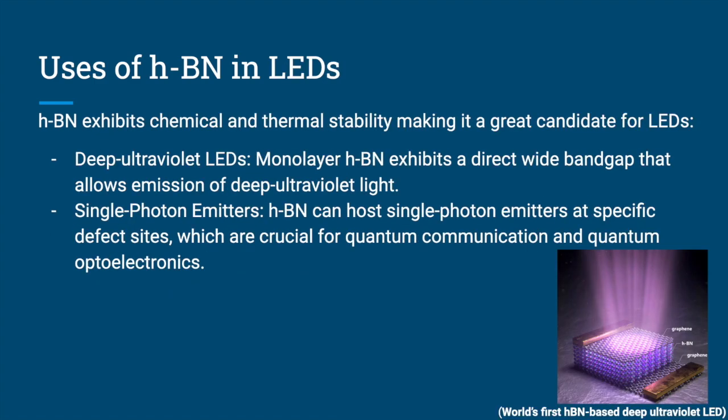And so uses of HBN in LEDs, they exhibit chemical and thermal stability, making it a great candidate for LEDs. For deep ultraviolet LEDs, monolayer HBN exhibits a direct wide band gap that allows emission of deep ultraviolet light. Single photon emitters: HBN can host single photon emitters at specific defect sites, which are crucial for quantum communication and quantum optoelectronics. At the bottom right, you can see the world's first HBN-based deep ultraviolet LED.